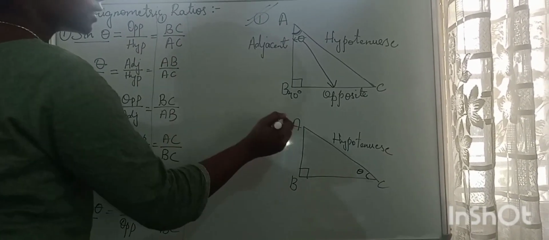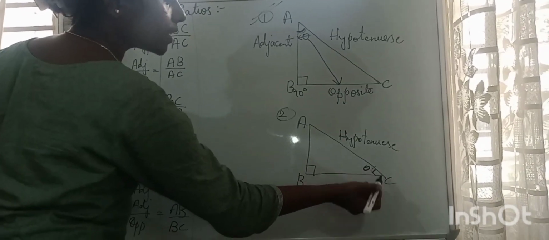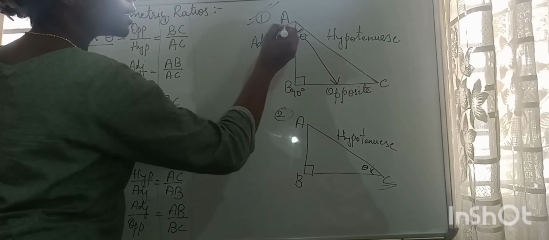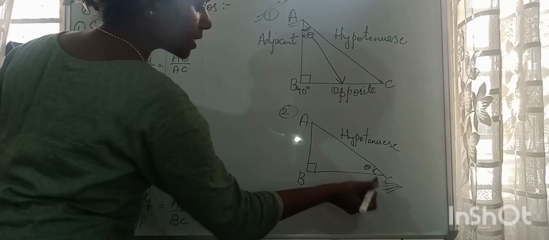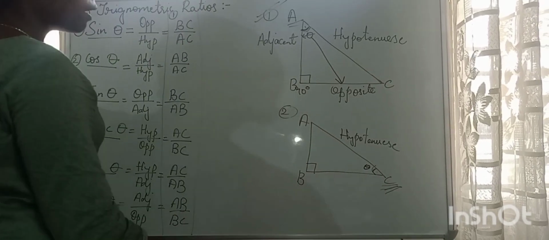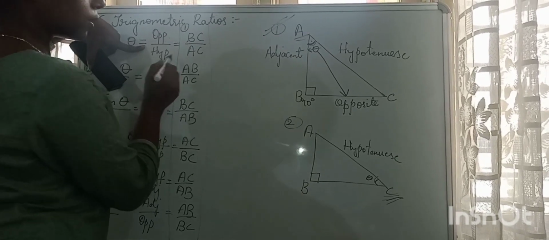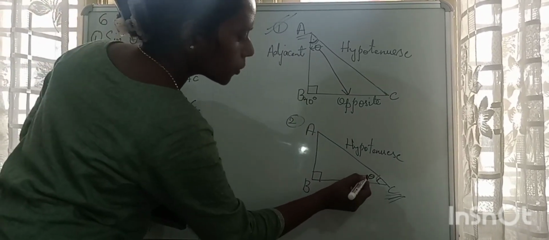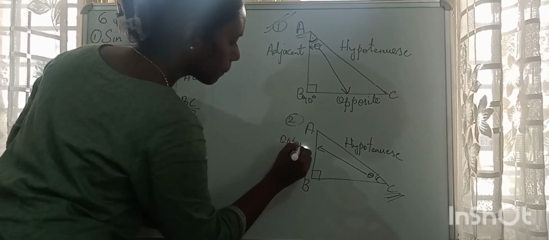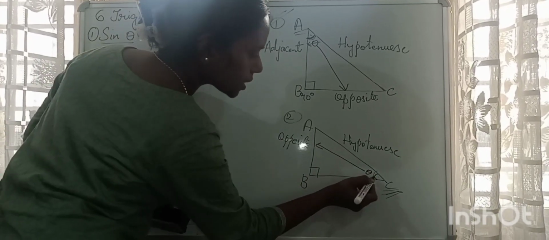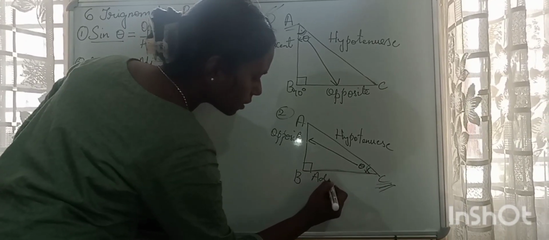Next, consider this triangle. Now here we are considering theta as C. Here the theta was considered as A, angle A. So for this triangle we are considering C as theta, angle C as theta. Now we'll write for sin theta. Sin theta is opposite by hypotenuse. So now here opposite to the theta is this side. So this will be called as opposite. And the side which is next to theta is this one. So this will be called as adjacent.